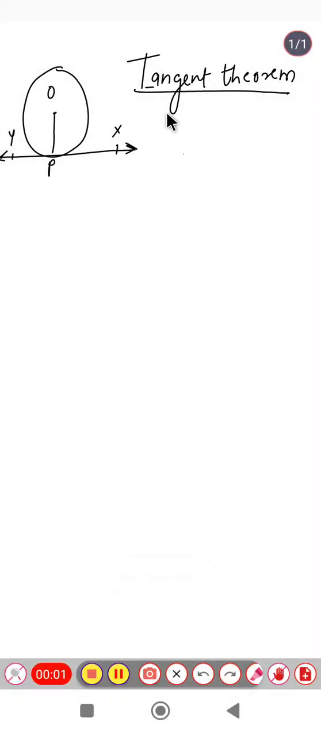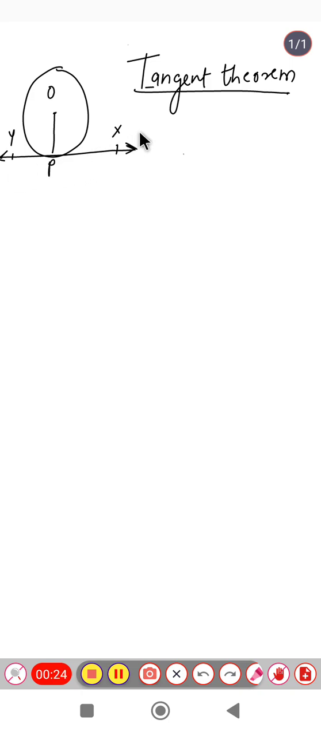So today we are going to learn about the tangent theorem. We have one circle, and a tangent is any line or segment which touches the circle at a particular point, only a single point. At that time we can say that it is a tangent.